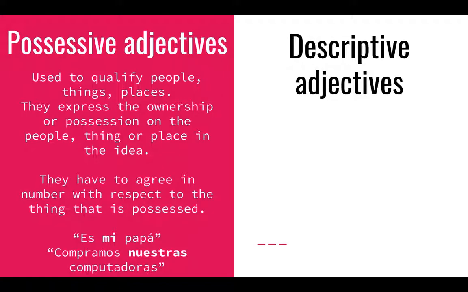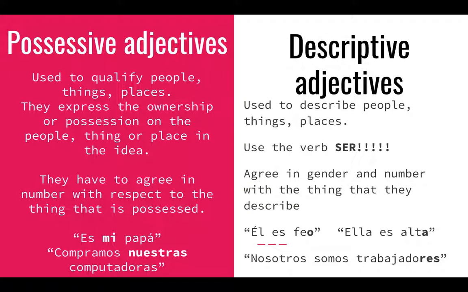Now then we have descriptive adjectives, which are used to describe the people, things, and places, and they always use the verb ser. They always have to agree in gender and number with the thing that they describe. So if we're describing him and we say él es feo, it matches that he's masculine and singular. Ella es alta, matching her being just a singular person. But now if we said nosotros somos trabajadores, trabajadores matches our plural subject for the group of us.